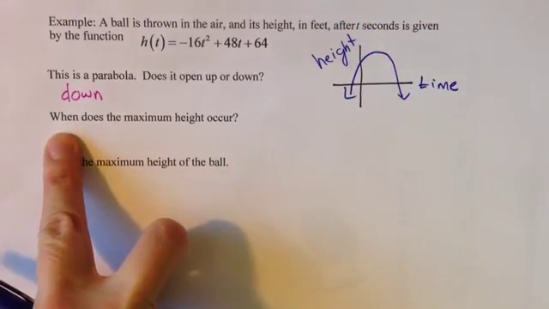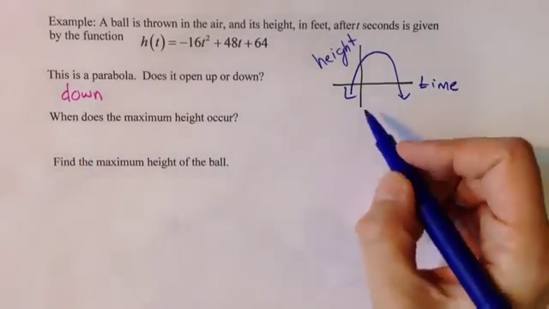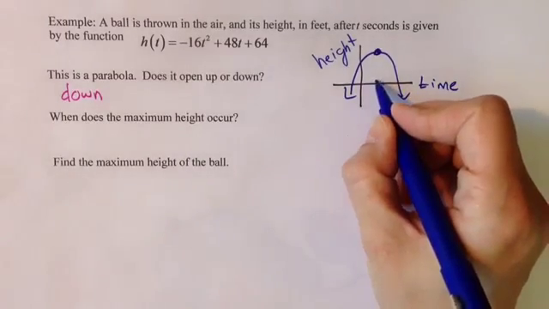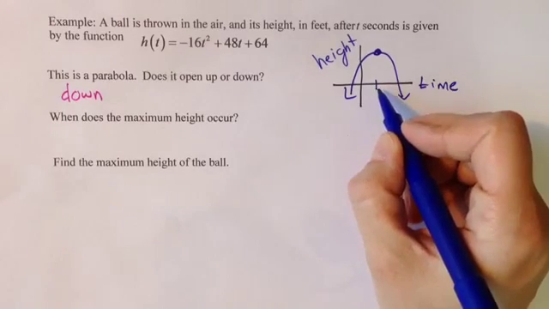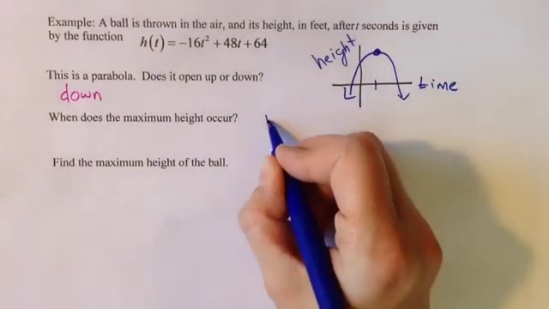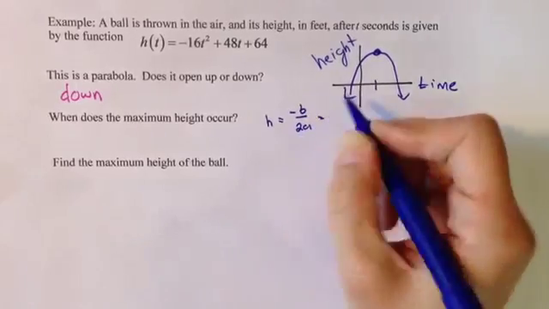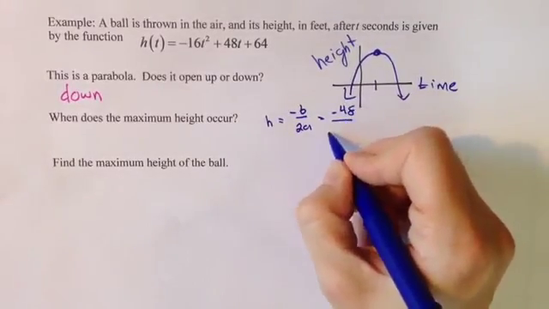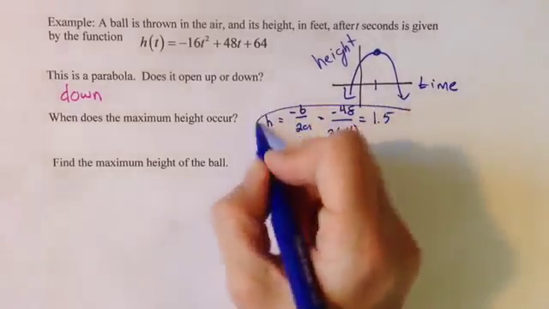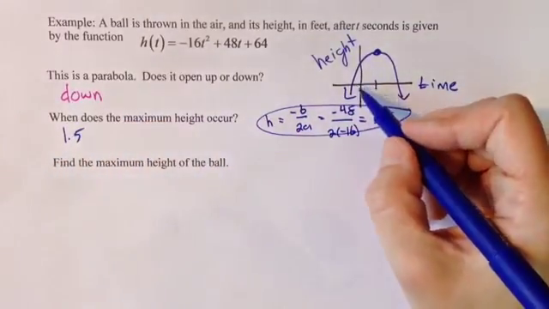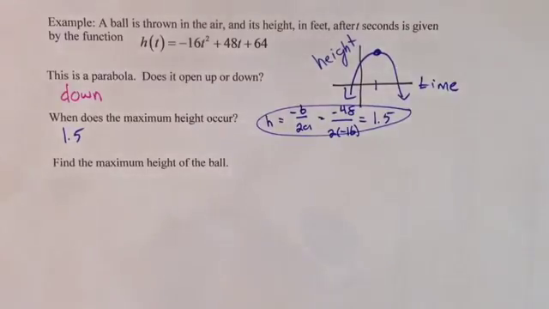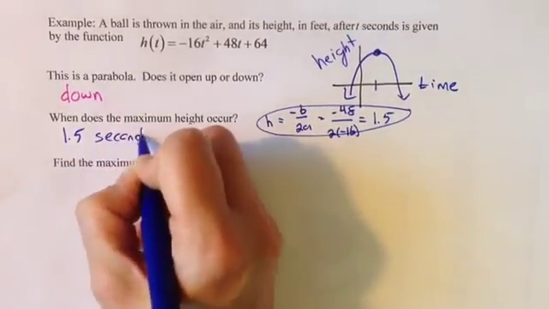This next part asks me, when does the maximum height occur? Well, looking at my graph, I can see that the maximum height is going to happen wherever the vertex is. So what I'm looking for in this first question is the x-coordinate of the vertex. And hey, we have a formula for that. We can just plug it right in there: negative b over 2a, so negative 48 over 2 times negative 16, and that will be 1.5. So after 1.5 seconds, the parabola hits its maximum. This x-coordinate gives us the time when the ball will be at a maximum. So 1.5 seconds is when the maximum height occurs.